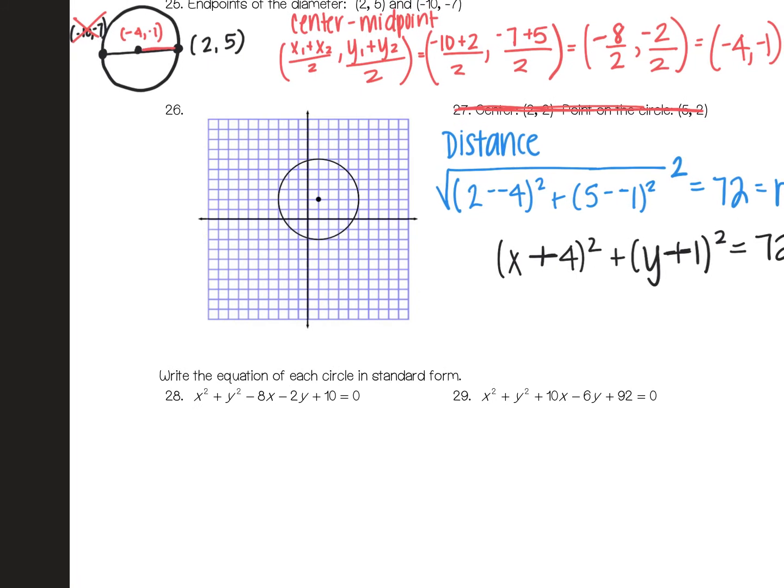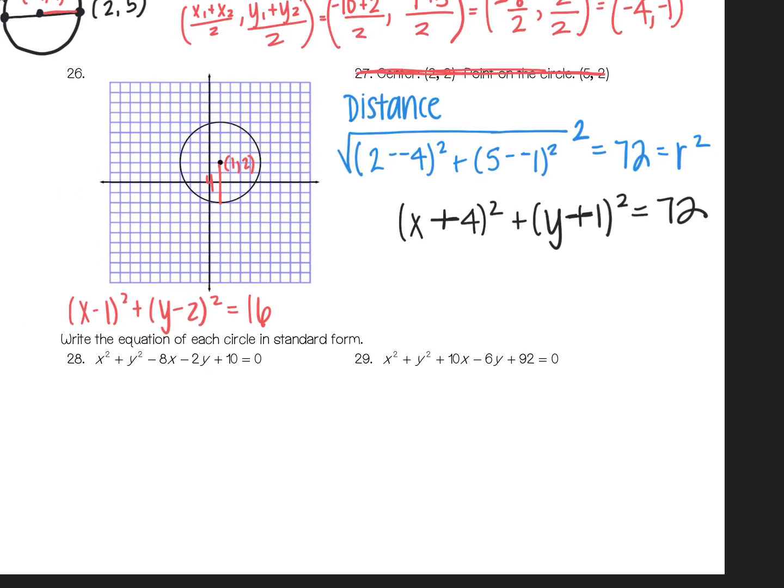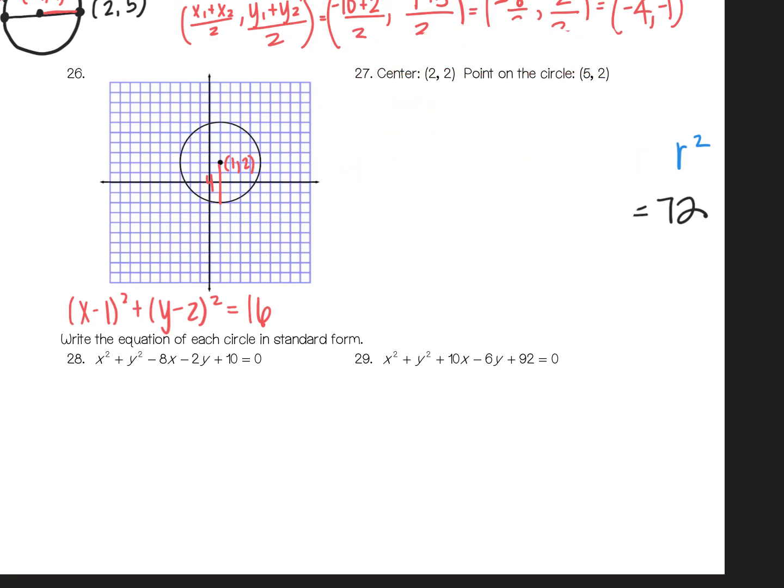For 26, you're just identifying the center and the radius. So the center is at 1, 2, and then you can count the radius. So 1, 2, 3, 4, and then you plug it in. (x minus 1) squared plus (y minus 2) squared equals 4 squared, which is 16. Just as a reminder, you are going to want to memorize that formula, the equation of a circle. You're going to have a really hard time because it's not given, and if you don't know it, you can't do a whole lot. So make sure you're memorizing that.